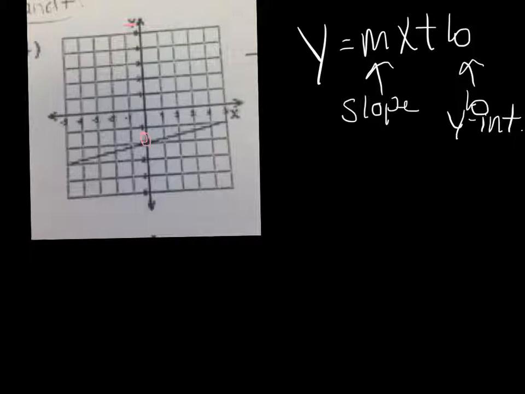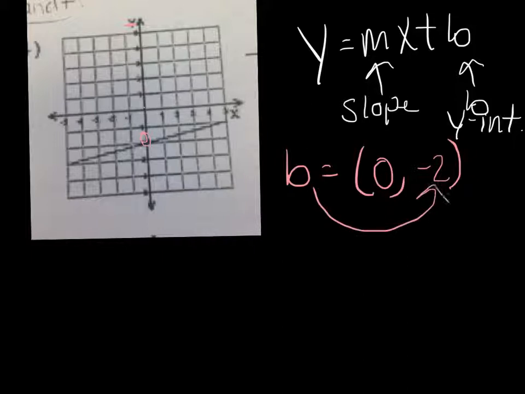So I look at my x value. My x value is 0. So I'm going to put b, and I'm going to put the coordinates as 0. And then my y value is -2. So the coordinates of my y-intercept are (0, -2). Now your y-intercept is actually only that y value, so your y-intercept is -2.